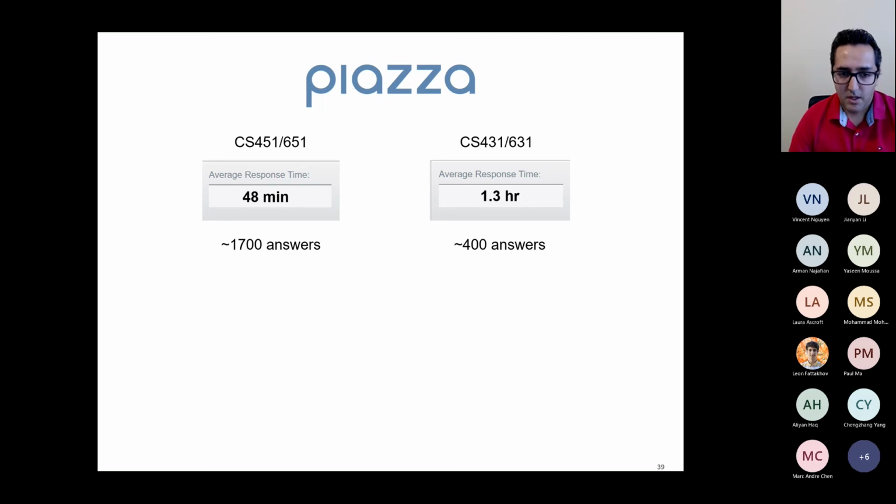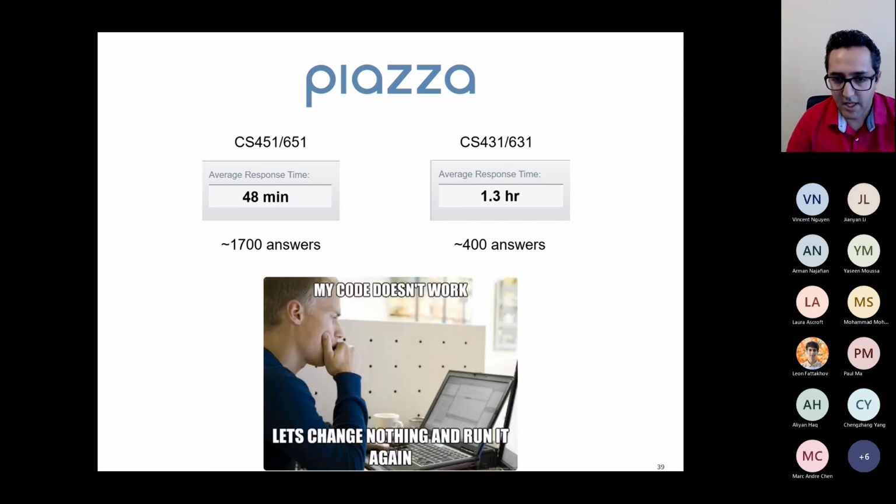Some stats. So my TAs and I responded to 1,700 questions. These are the number of responses. We might have multiple responses to the same question. So 1,700 answers. And for 431, we had around 400 answers. This is pretty much in line with the number of students we have in these courses. I have a meme for stats on Piazza. Sure, I have a meme for anything. So there you go.